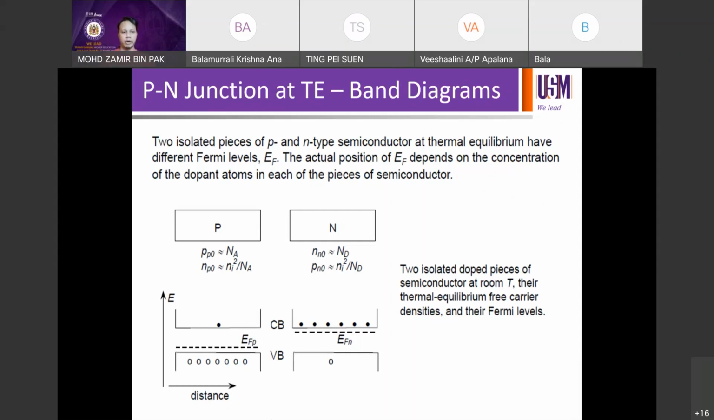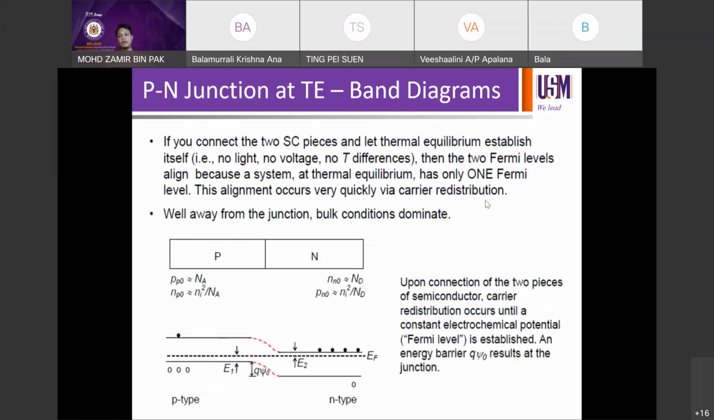And you know already that your majority carriers in P-type are given by pp0 equals NA, and therefore your minority carriers will be np0, from the law of mass action. The same goes for N-type as well. Your nn0 is ND, and therefore your pn0 is ni squared over ND. And they are now independent. Now you're bringing them together. This diagram is the band diagram before the junction is formed. They are still independent of each other, as in the original condition.